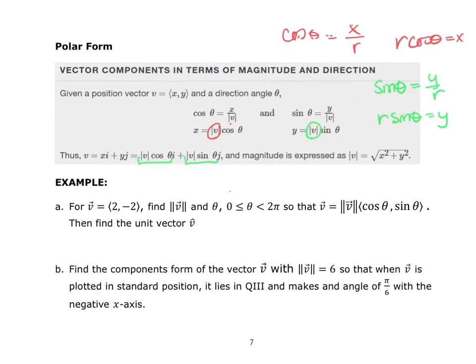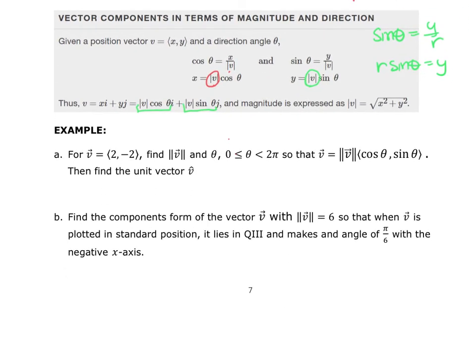So for this vector v, we want to find the magnitude, and then we want to find the angle. And then we want to write it in terms of sine and cosine. So the first thing I'm going to do is find my magnitude. This is going to be the square root of 2 squared plus negative 2 squared, which is going to be the square root of 8, which is 2 root 2. So there is my magnitude.